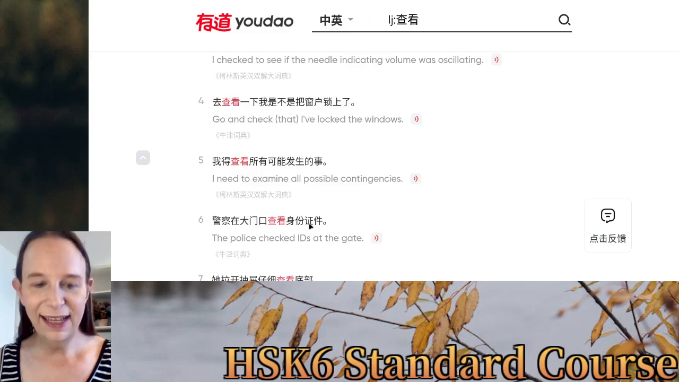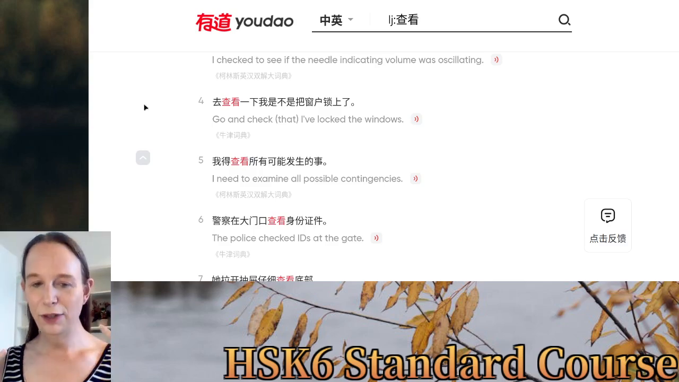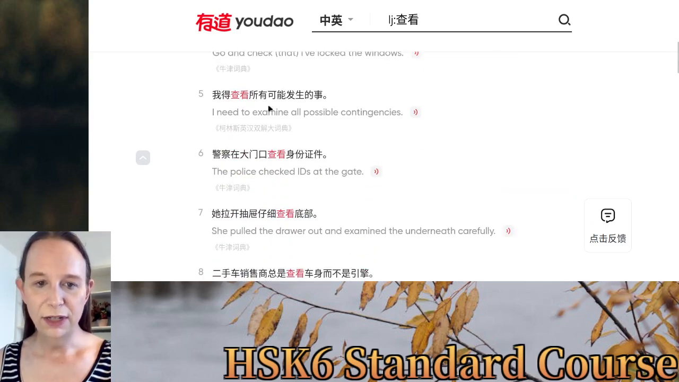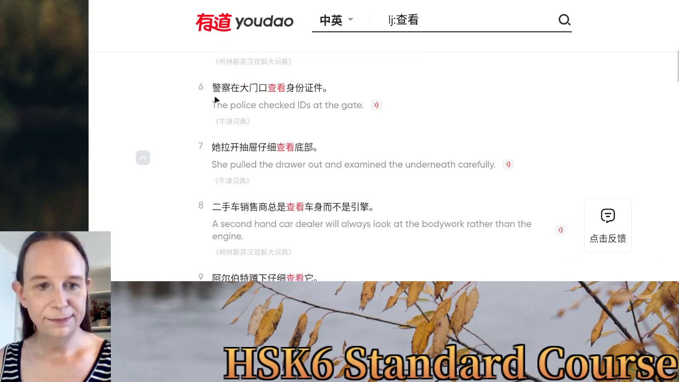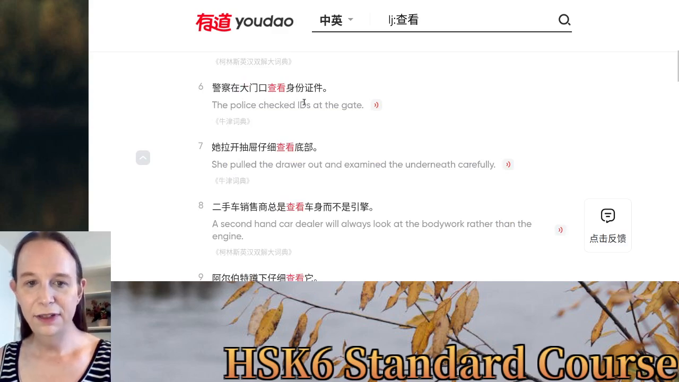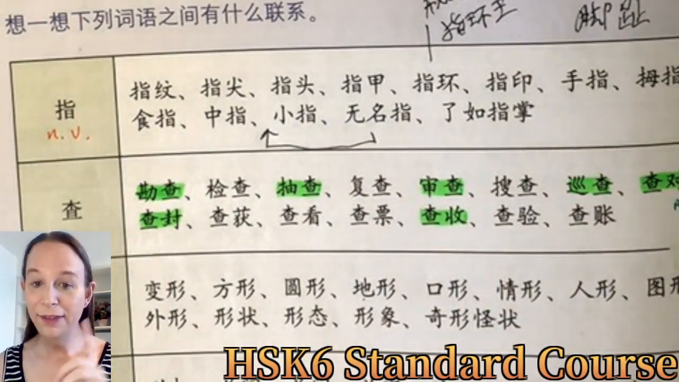查看. It's kind of like 看, but it's more inspecting, like to look at with your eyes. 我得查看所有可能发生的事. So here, not necessarily with your eyes. Check up, ferret out, examine. 查看。警察在大门口查看身份证件. Fair enough. They're checking people's ID. It's not what I thought.